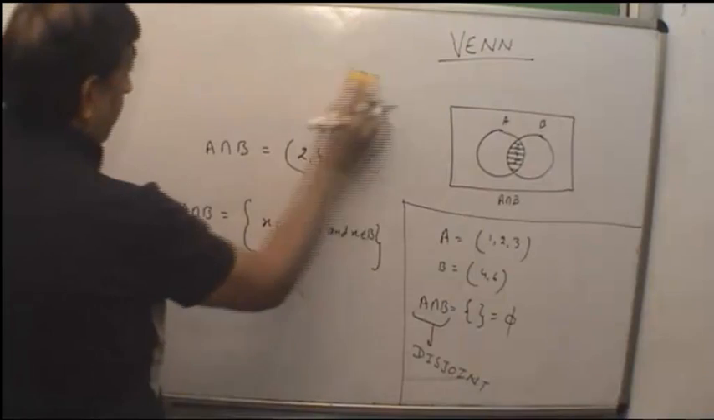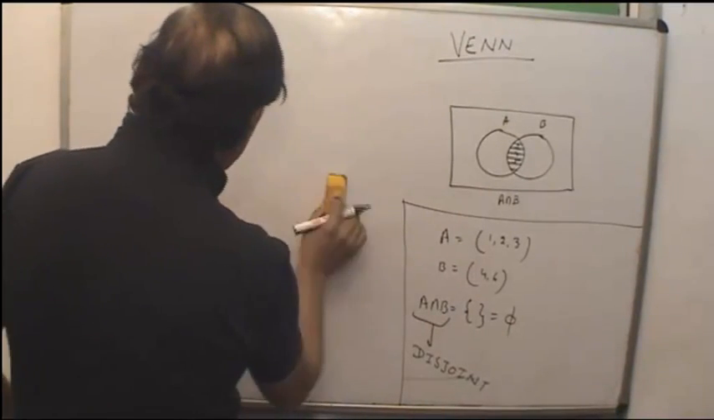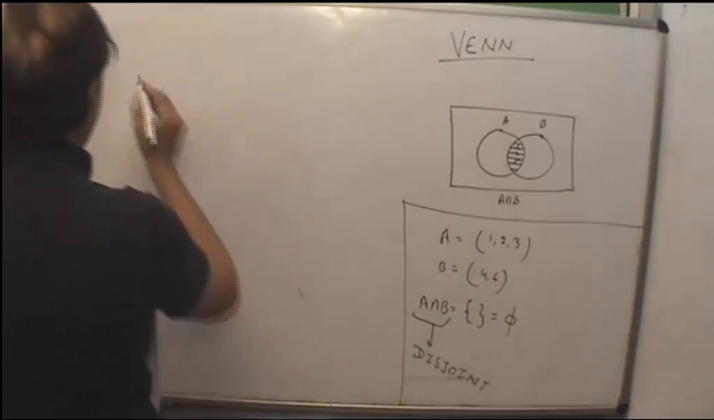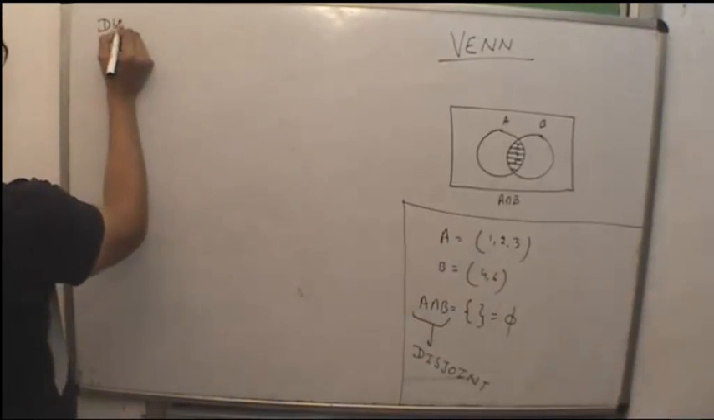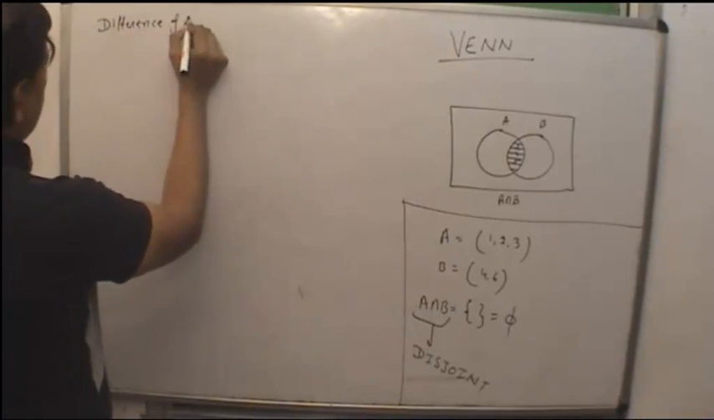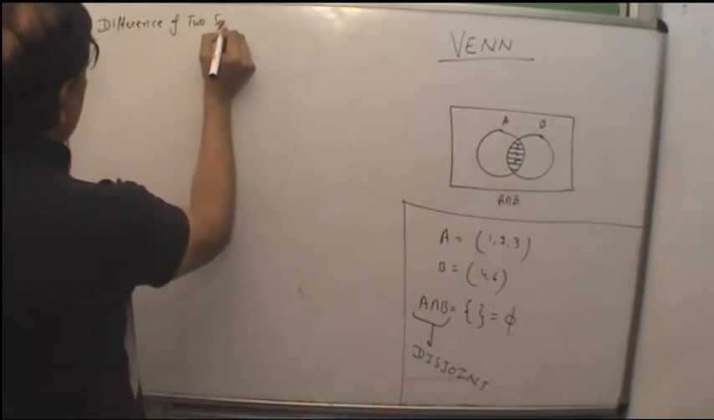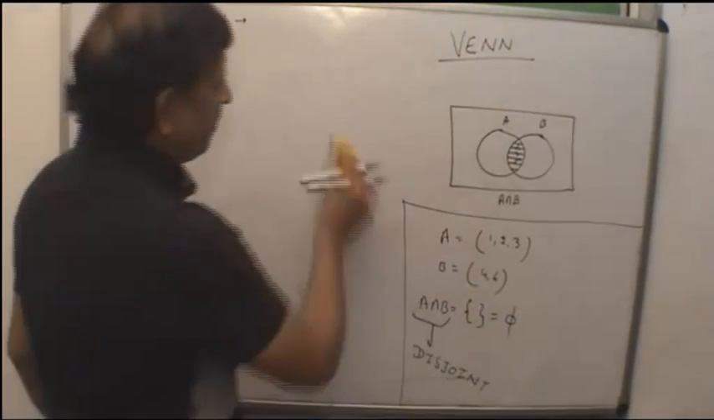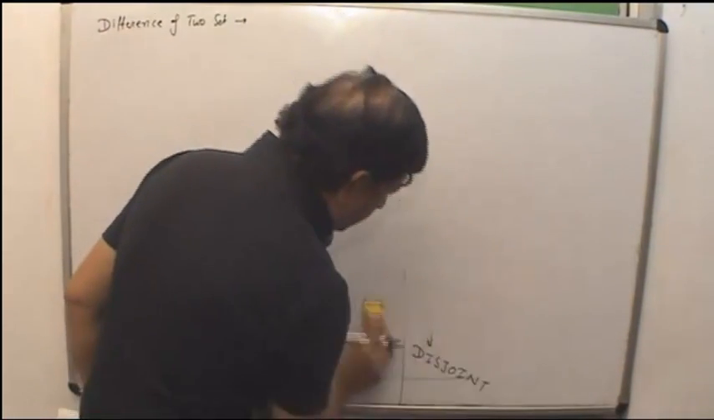Next application of the property of the sets is the difference of two sets. It is not the same as in arithmetic. It is not a subtraction. What does it mean in our discrete mathematics?